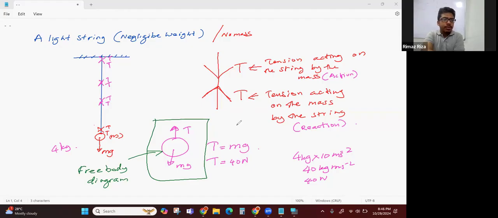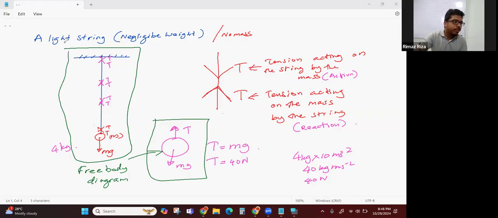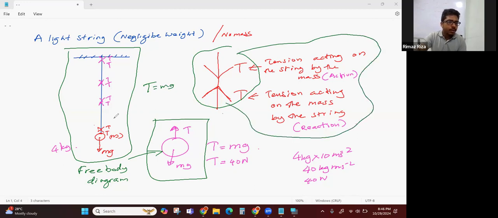If you are done writing with this, I can move on to the question. So here the important thing I wanted you to understand is that if the string is light, then tension everywhere will be the same. And now if you consider the equilibrium of this mass, T equals mg, right? And here I just wanted to enlarge and show you this part. So it is not necessary to write down this. Okay.